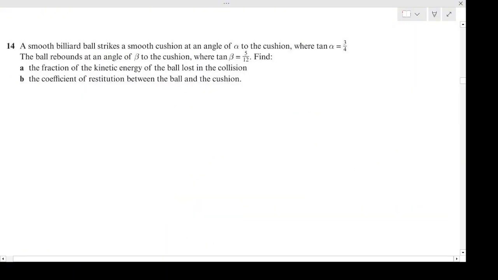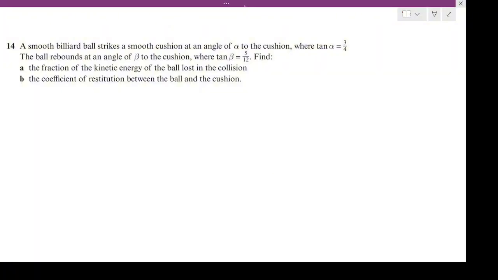Okay, and now I've got this question here. Here I'm told a smooth billiard ball strikes a smooth cushion at an angle alpha to the cushion where tan alpha is 3/4. The ball rebounds at an angle beta to the cushion where tan beta is 5/12. So he wants me to find kinetic energy lost. Now, this is a more practical question because it's talking about billiard balls. But at the core of it, it's just another standard collision with a surface, which we looked at previously. So don't get bogged down about what is going on here.